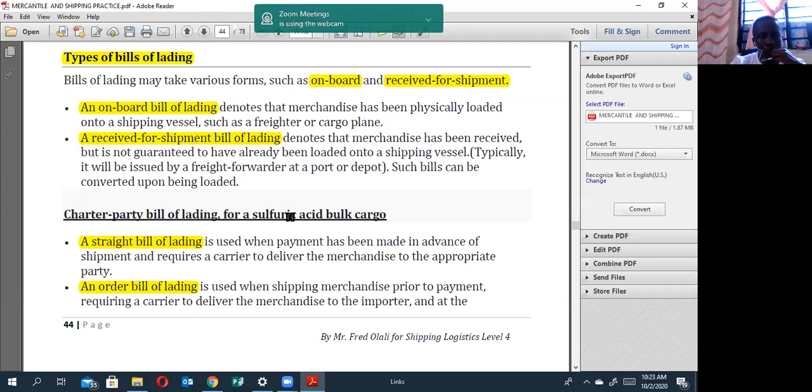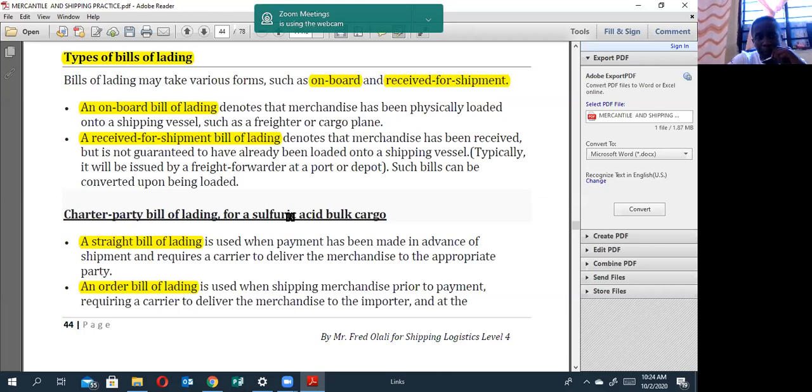When we talk about the on-board bill, this refers to the merchandise that has been physically loaded onto a shipping vessel, such as a freighter or a cargo plane. So once you have handed over your consignment to the carrier, the type of bill which you are given, we consider that as what's called the onboard bill of lading.